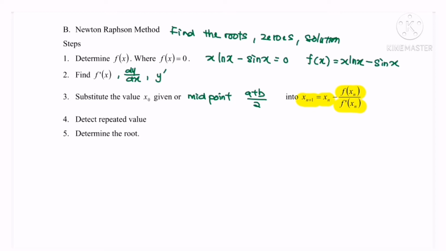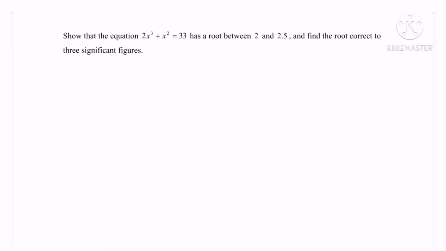Next, we have to discuss an example. Here we have the question: show that the equation 2 multiplied with x cubed plus x squared equals 33 has a root between 2 and 2.5. Then find the root correct to 3 significant figures.